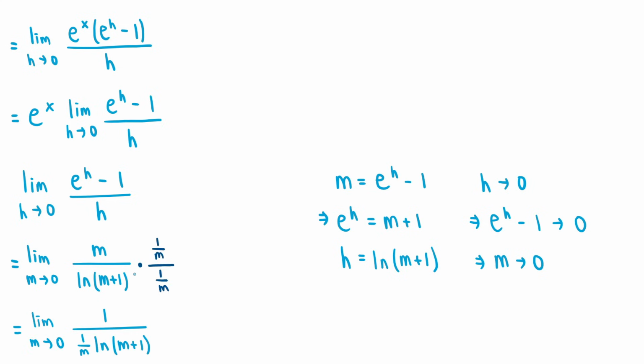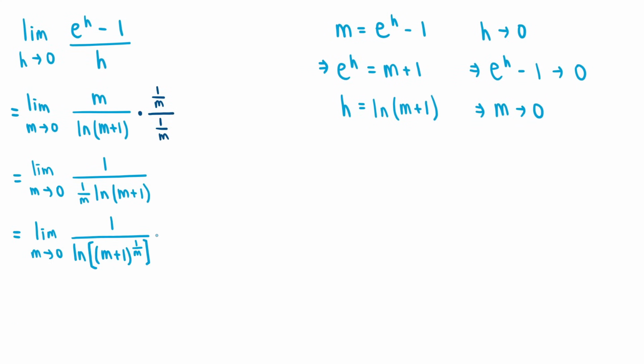If we multiply both the numerator and denominator by 1 over m, the limit becomes the limit as m approaches 0 of 1 over m times ln of m plus 1. Using the power rule of logarithms, we can rewrite the denominator as ln of m plus 1 to the 1 over m. We can use limit laws to bring the limit into the logarithm to rewrite this as 1 over ln of the limit as m approaches 0 of m plus 1 to the 1 over m.